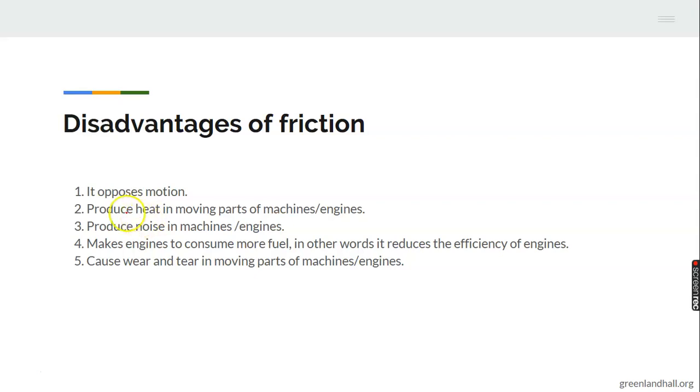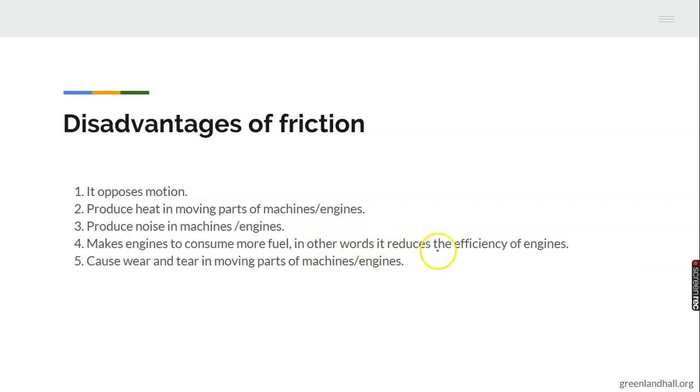So that's the number two disadvantage, sorry. And the third one is that it produces noise in machines. Okay, friction produces noise in machines. The fourth one is that it makes engines consume more fuel. Okay, because there will be more energy needed to overcome that friction. So more fuel is being consumed in the process.